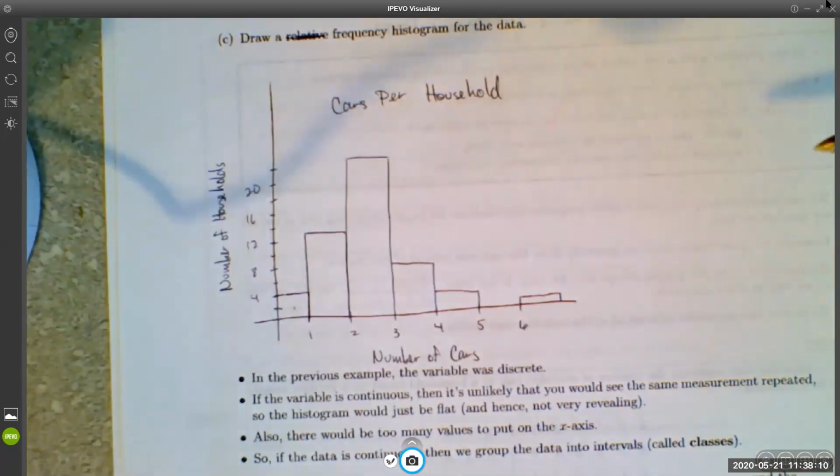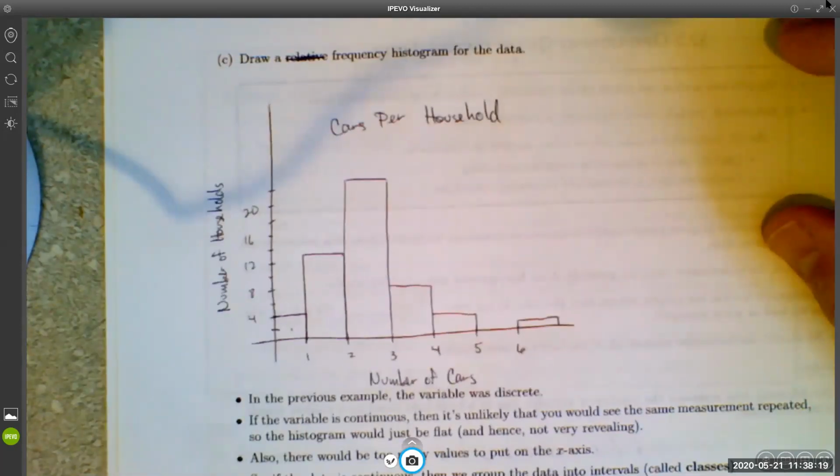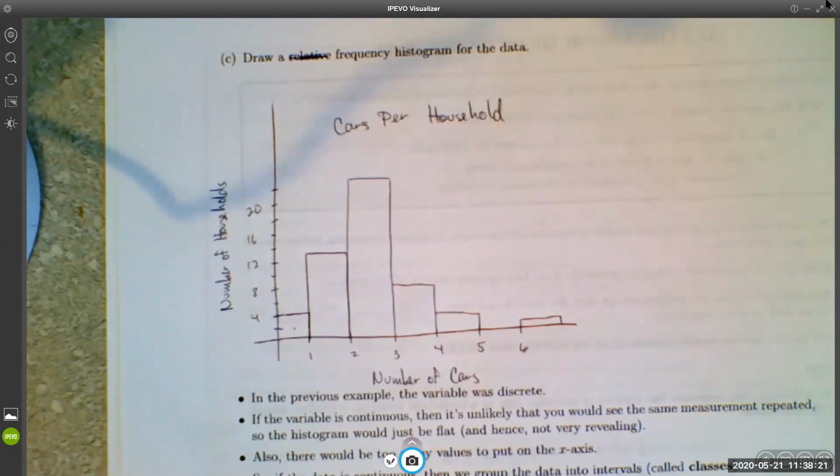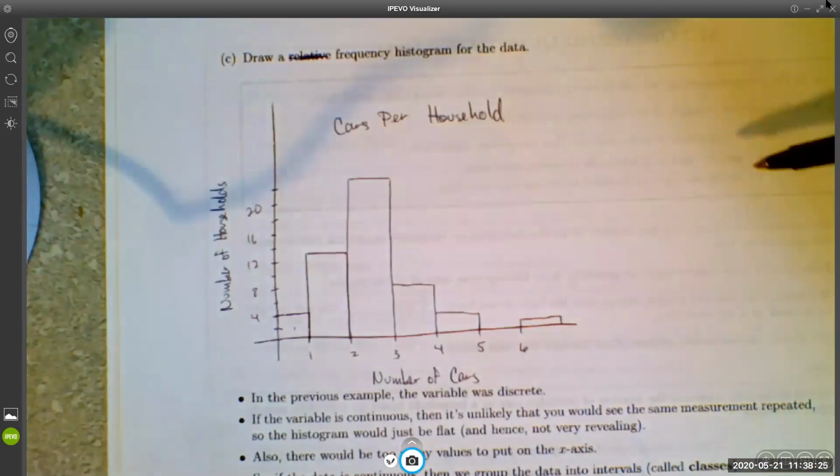This would be a frequency histogram for the number of cars per household. So that's the idea there. No gaps between the bars, and the way that we label the x-axis is a little different. Again, we'll see why we label it this way.